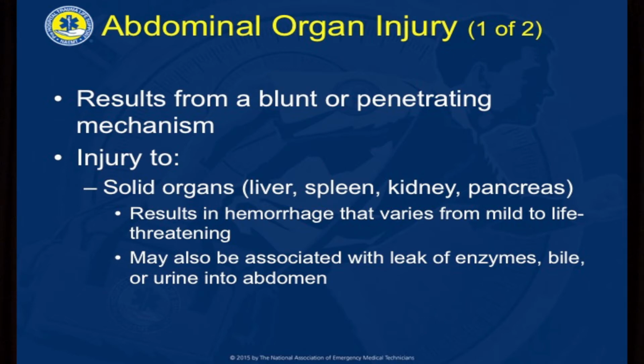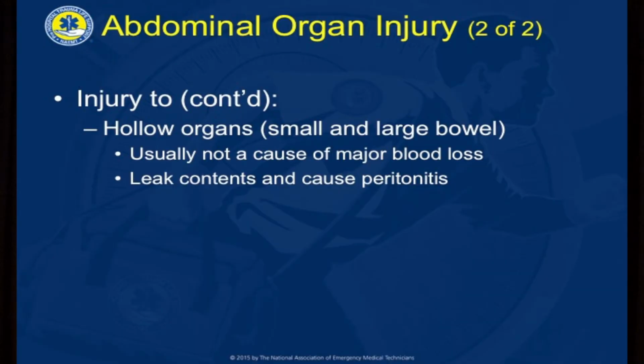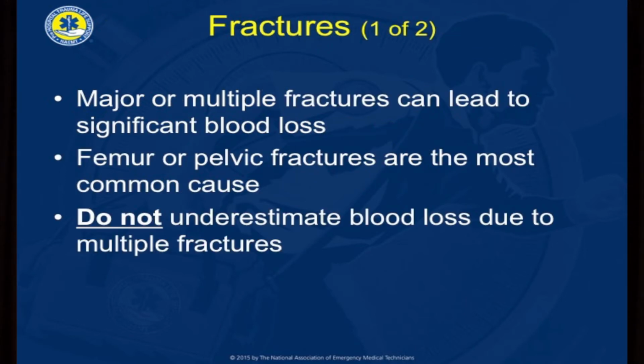You may also see, especially with the pancreas and with the kidneys as well, or bladder, some loss of urine. If there's intestinal injury, you may see the loss of bowel matter into there, which in the beginning will not kill them, but the resulting infection can definitely cause sepsis in these patients. The hollow organs, like we said, the small and large bowel, again, there's your big cause of fecal matter, peritonitis, things like that that can cause significant shock down the road.